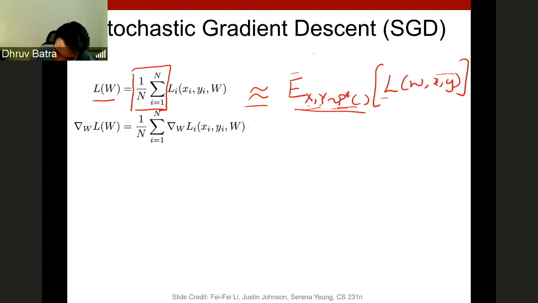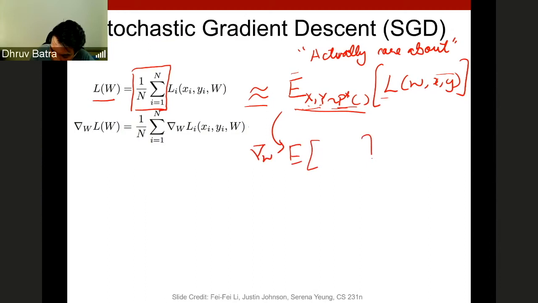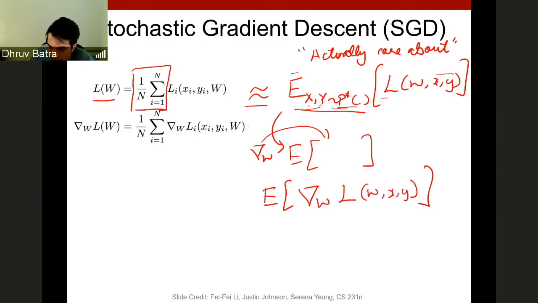And if this is what you actually care about, then if you just take a gradient of this, the gradient of an expected value is the same thing as the expected value of the gradient of the loss of W comma X comma Y, right? Because of the same argument: gradient is a linear operator, and by linearity of expectation, linear operators are commutative, so you can swap those. And so you get the expected value of this gradient.